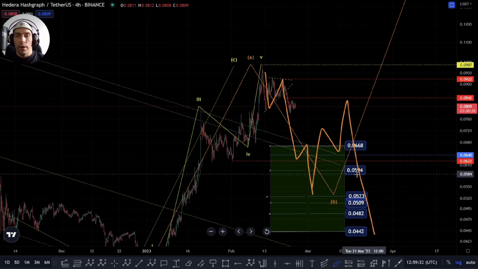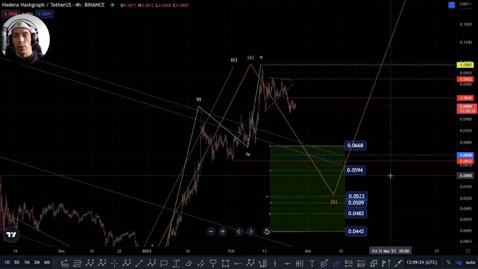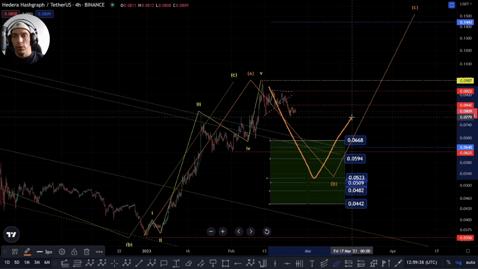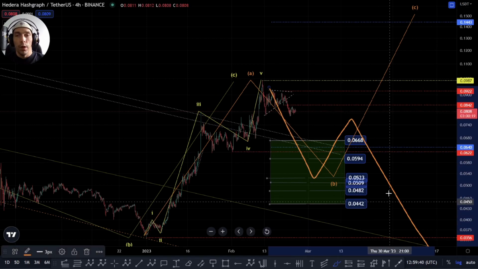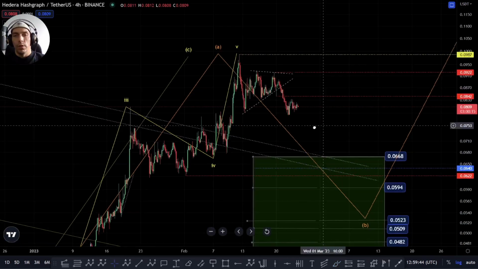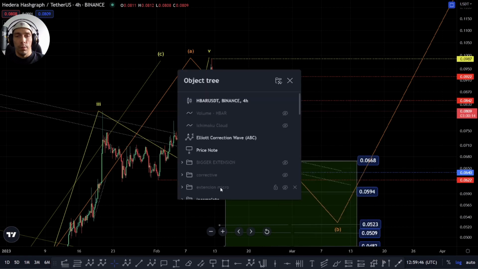If we do form a five-wave move down, we'd have to be careful though that it doesn't turn into a bigger structure where that becomes a 1-2, and then actually we look to take this low. So that's what we're going to have to be careful of within the structure that we have here. So that's the one way we're looking at it.